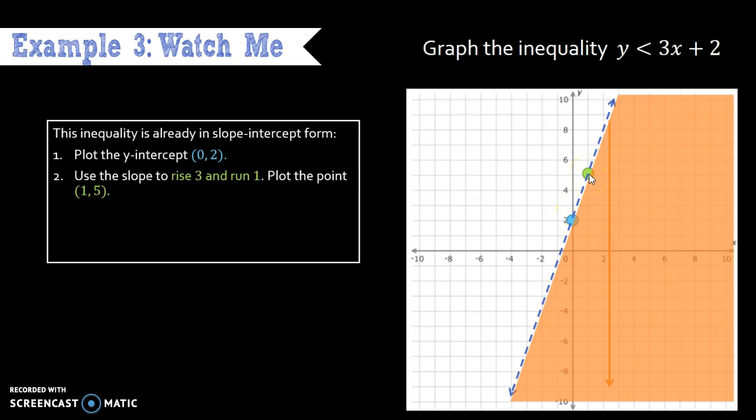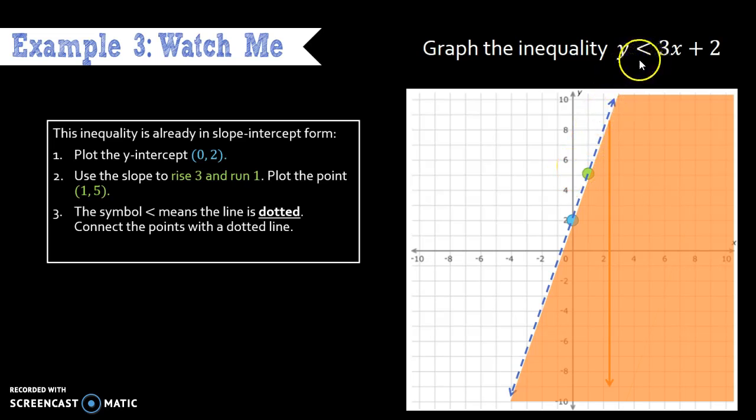I just need to know if my line is solid or if it's dotted. Since my symbol does not have the equal sign underneath, it means that I do not want to include the points that sit along the line. I'm going to have a dotted line. Now we're going to do our shading. Since y has to be less than all of that, I want to shade below the line.